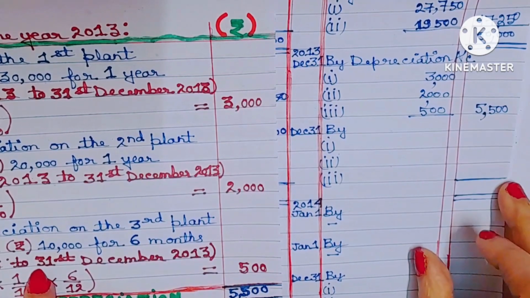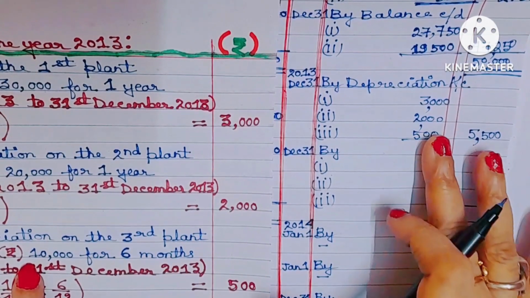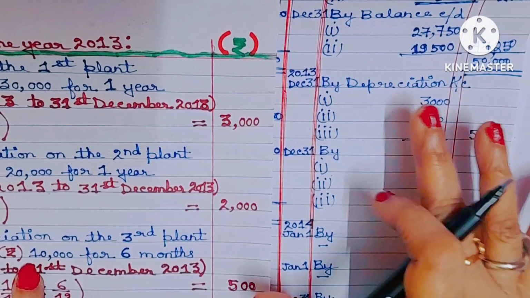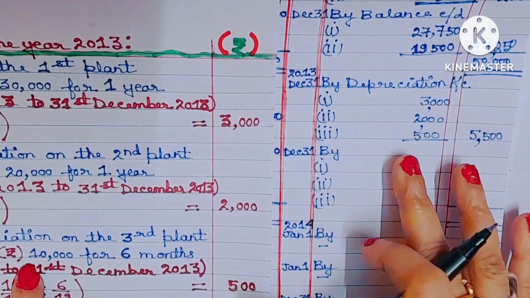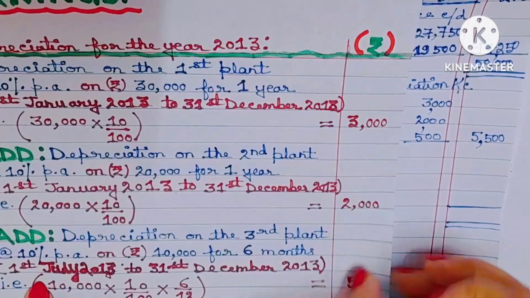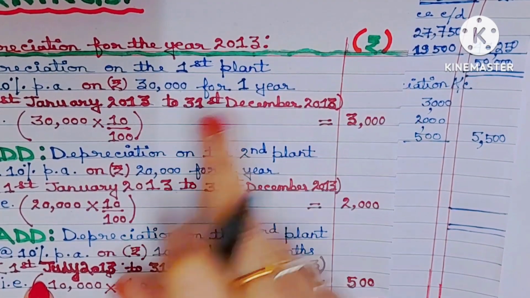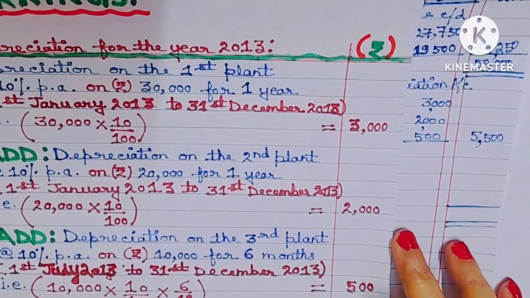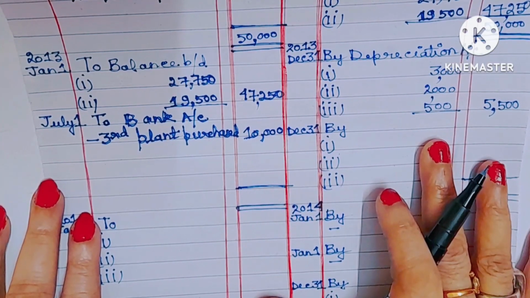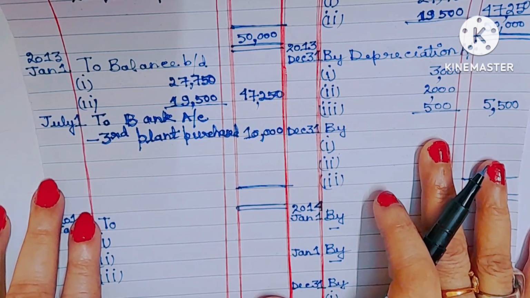Okay? If there is more than one plant or more than one machinery, you always have to show depreciation separately. And you got to show the workings this way. Okay? Draw the column and write this way so that the teacher can understand. Please remember, always do the workings. Otherwise, you won't get full marks.